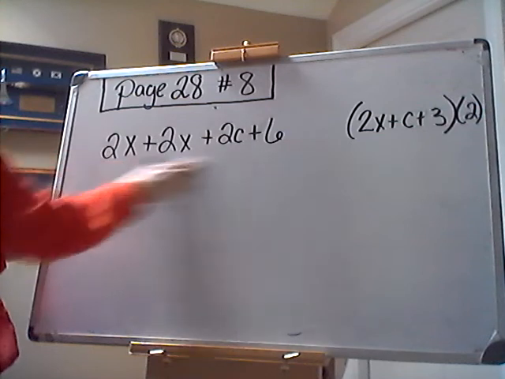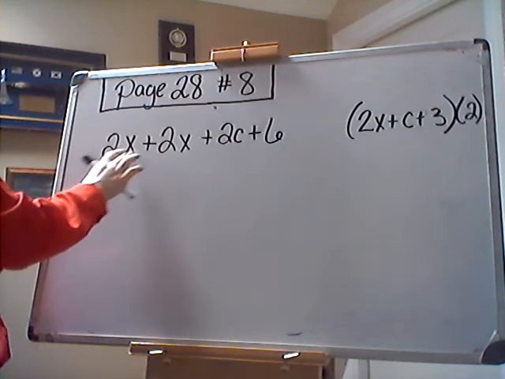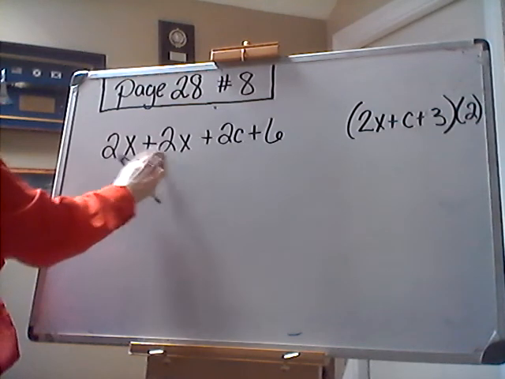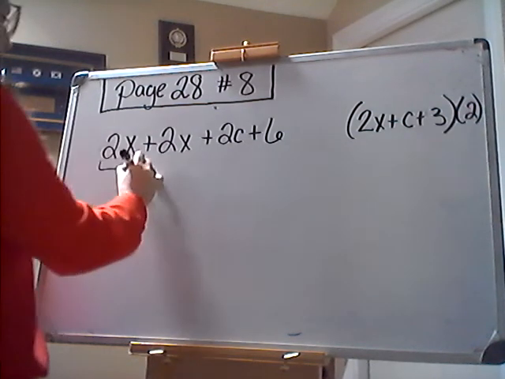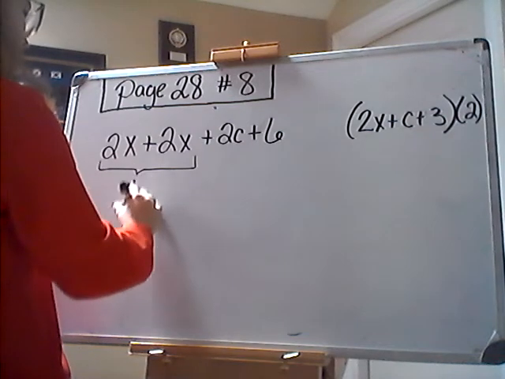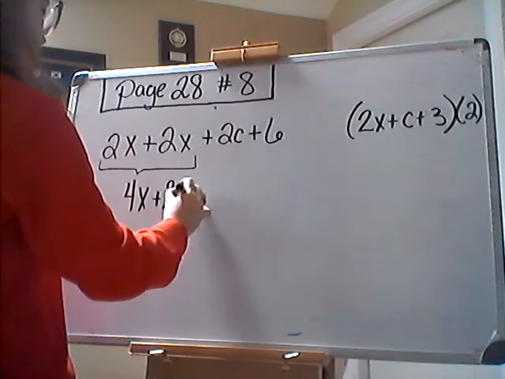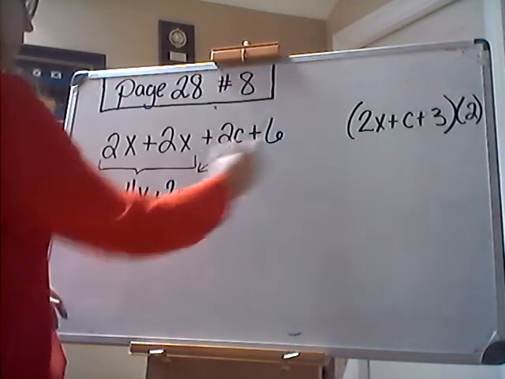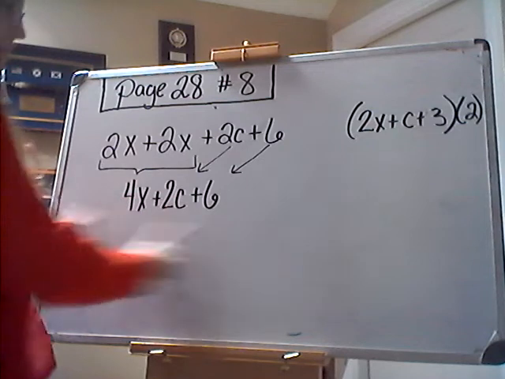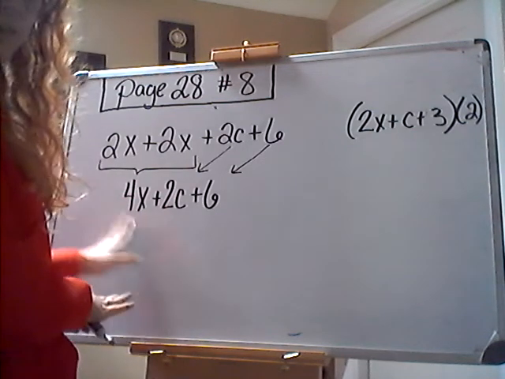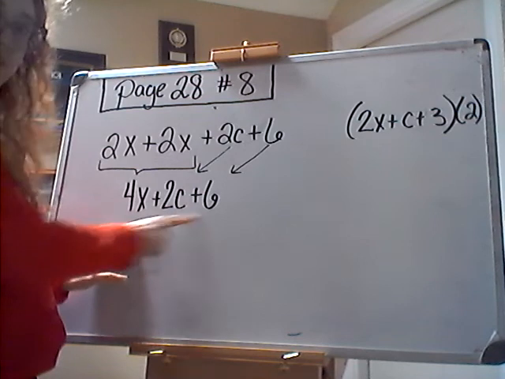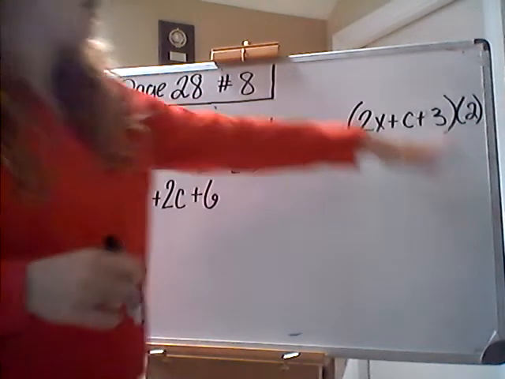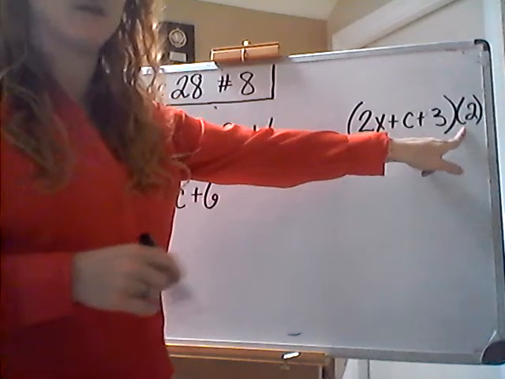Over here, we have some like terms we can combine. 2x can be added to 2x because they have the same variable. If I have 2 x's and then I get 2 more x's, now I have 4 x's. So this is 4x plus 2c plus 6. Now that can't get any simpler anymore. Just bring the 2c down and I bring the 6 down. No more of these can be combined. Okay, this is in the simplest form. We cannot add the 6 to anything because it doesn't have a c on it and it doesn't have an x on it.